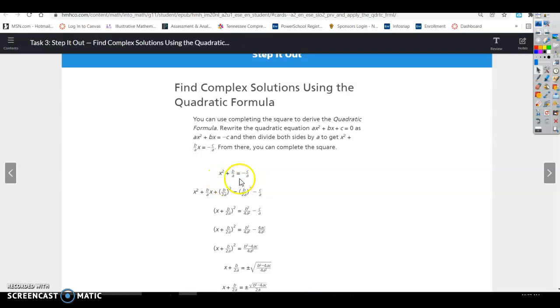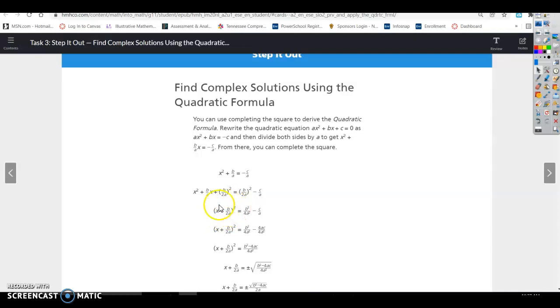Okay? Alright, once you get this form here, you can see that they took the middle term, or this b term, and they halved it and squared it. And when they did that, they added that to both sides. So that's what completing the square is. Half it and square it. That way you put it as a perfect square trinomial so that you can then write it in factored form.